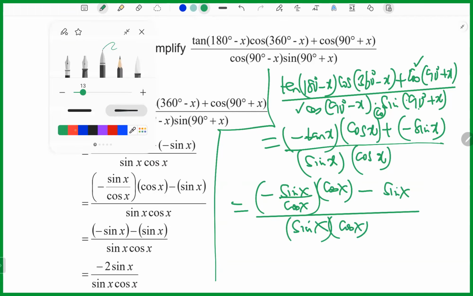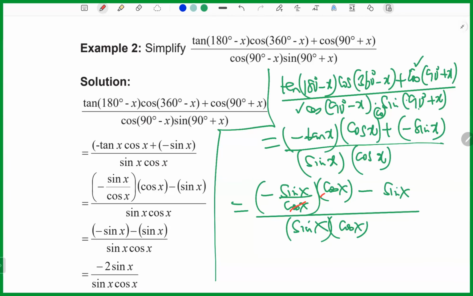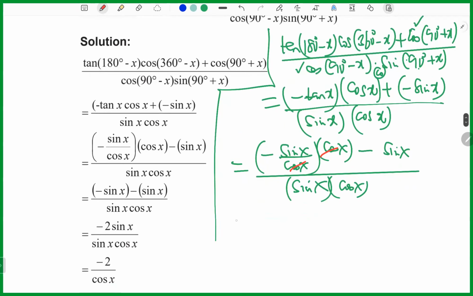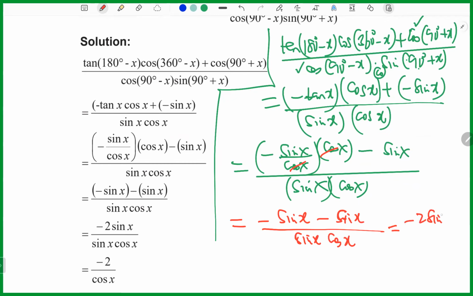Okay, we continue and we simplify this. So this one cancels out, and then you are left with minus the sine of x divided by the sine of x, the cosine of x, which is minus 2 the sine of x, over the sine of x, the cosine of x.